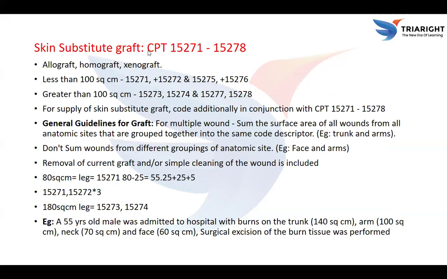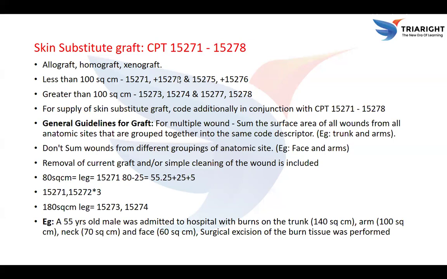What are the types of skin substitute grafts? Allograft or homograft is skin from another human, whereas xenograft is skin from an animal, usually taken from the pig. These grafts are often temporary and they protect the wound until healing or permanent grafting.